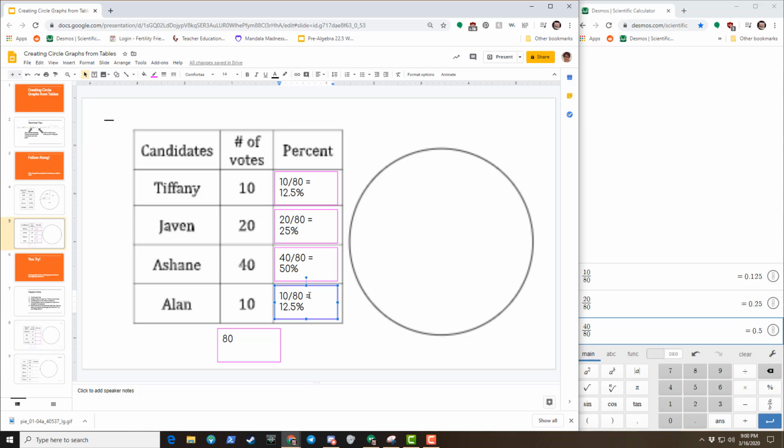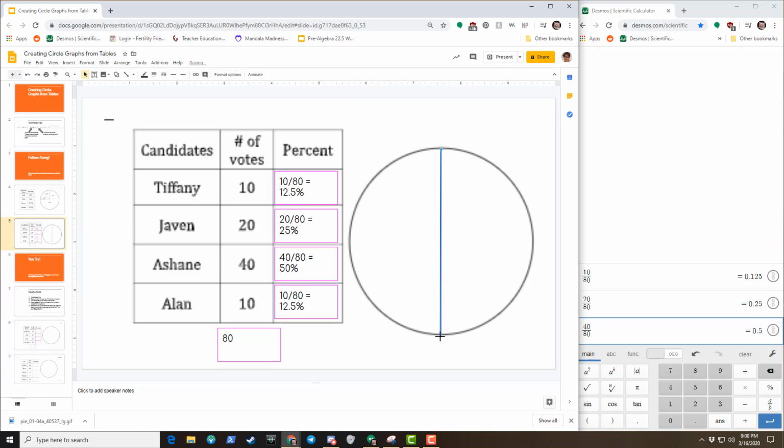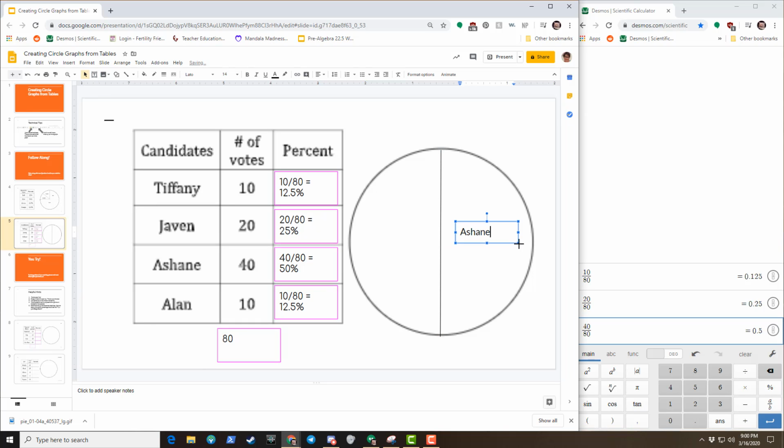Now that we have our percentages, it's the percentages that we're going to use to actually create the circle graph. Now we have a couple of options here, and the nice part is we don't have to start at the top. So why don't we start with something we're a little more familiar with? Let's actually start with Ashani at 50%. So we know that means to split our circle in half, because 50% is 1/2. So I'm going to draw a line down the middle, and I'm going to label one side with Ashani's name.